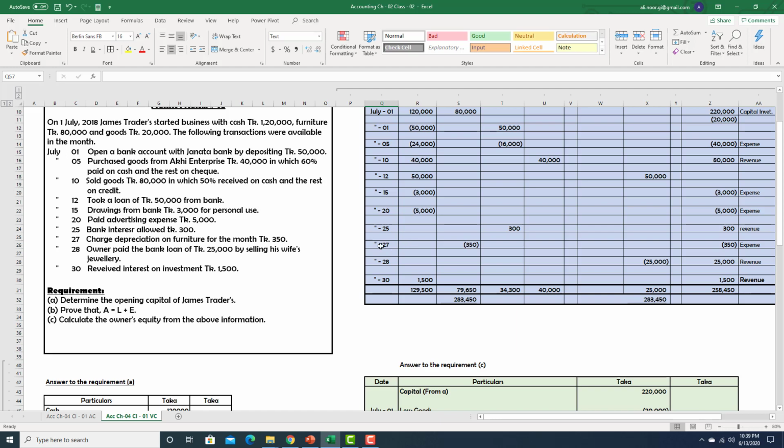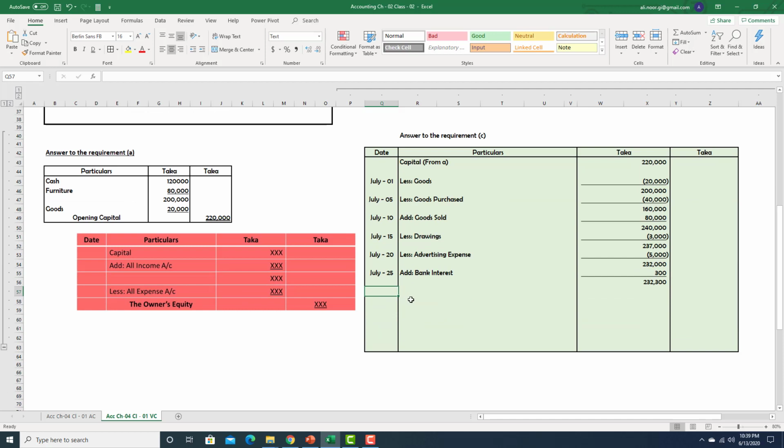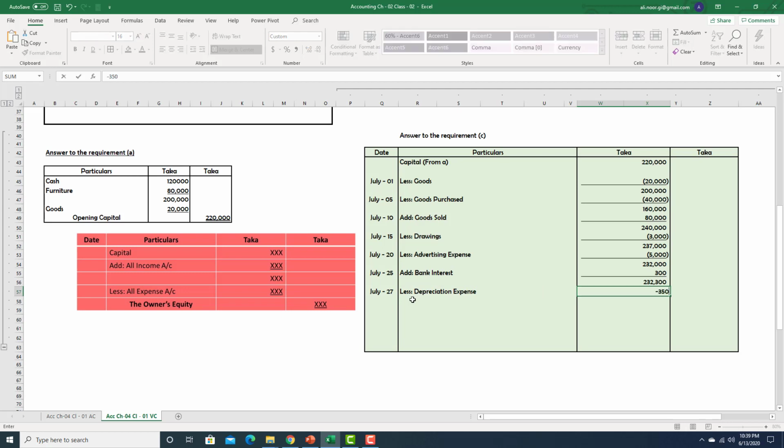Then 350, this is depreciation, July 27. Yes, depreciation expense. So July 27, less depreciation expense, and this is minus 350. So the balance is 2,31,950.